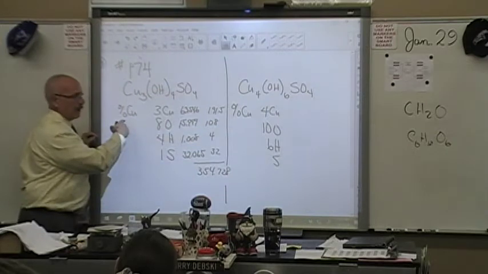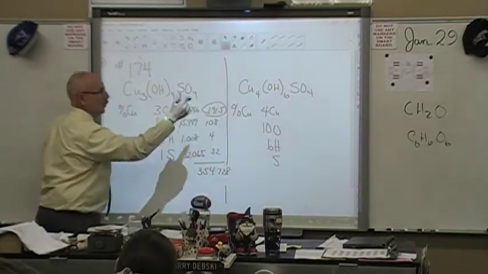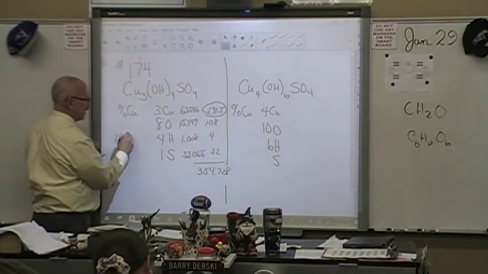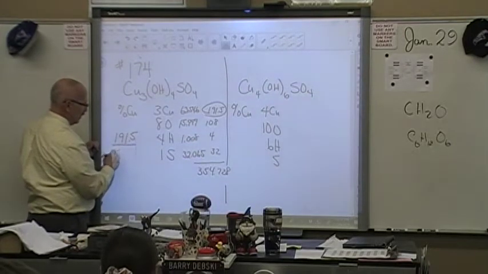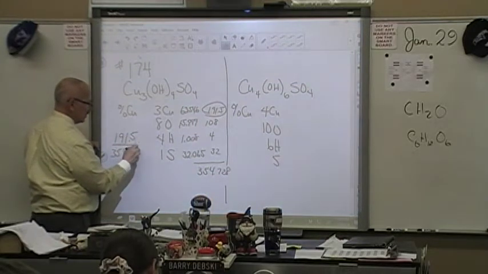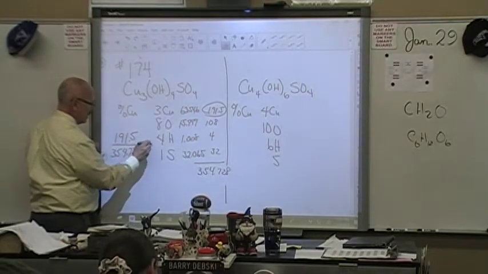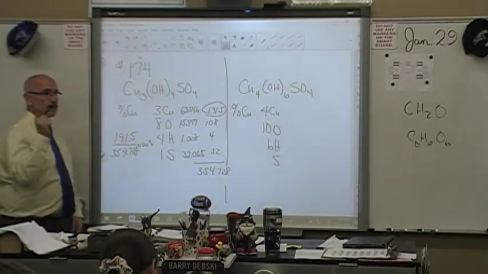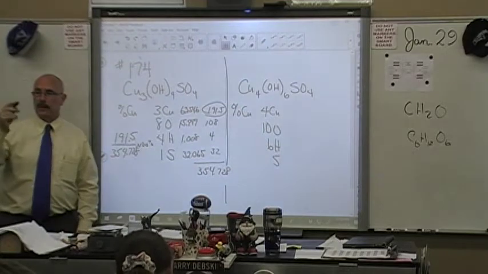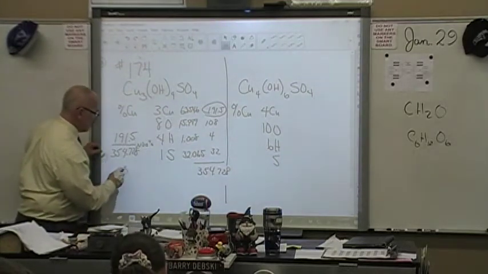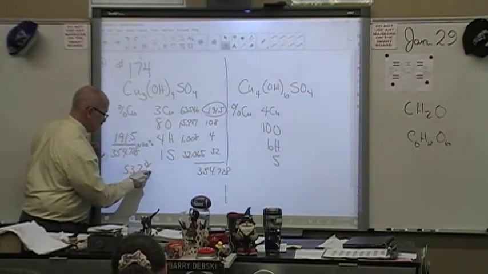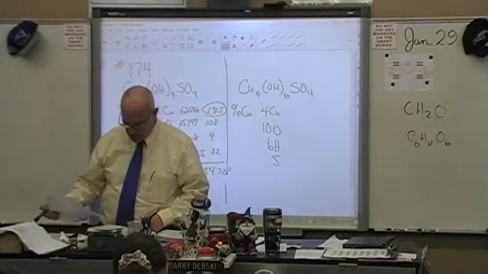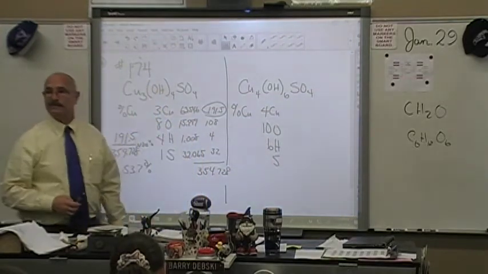How do we get percent copper? I take this number, or the actual number, and divide by this number. So I'm going to round off again, 191.5, divided by 354.728, multiply by 100%, and we get the percent copper. Answer? Calculator people here, Ken? 53.7. 53.7%. And the answer in the book says 53.74%. Good. I'll take it.